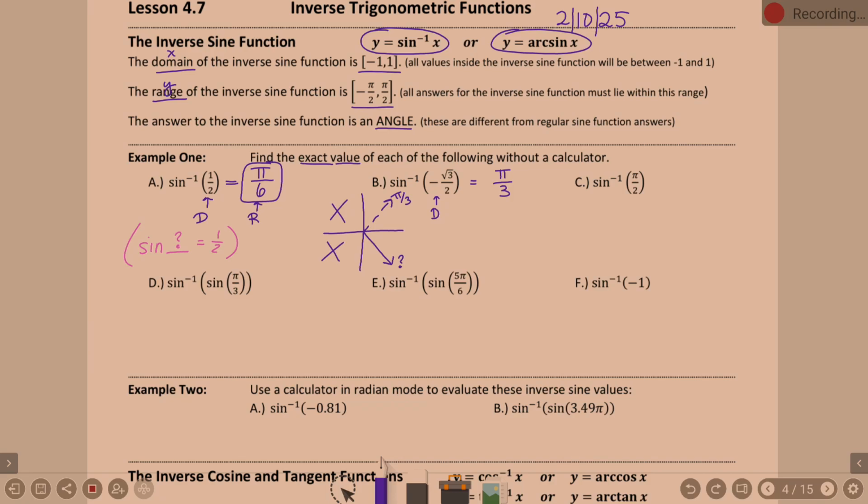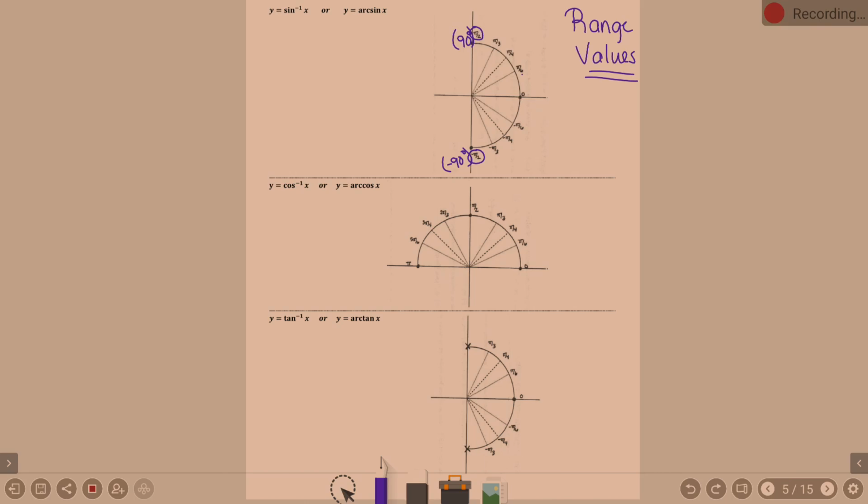Would just be 4 pi over... No, because 4 pi over 3 is going to be over in quadrant 3. So keeping in mind, it has to be something up in quadrant 1 or 2. There's the quadrant 1 angle. What's the equivalent down there in quadrant 4? It is the negative version of the angle. So negative pi over 3.